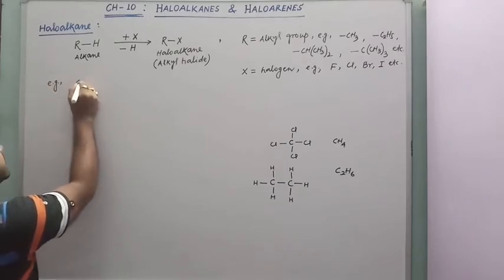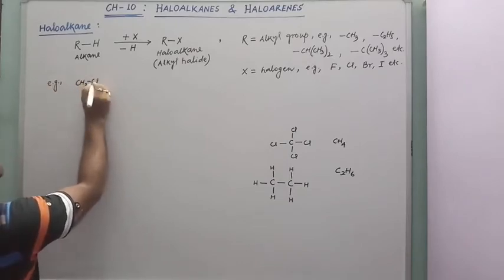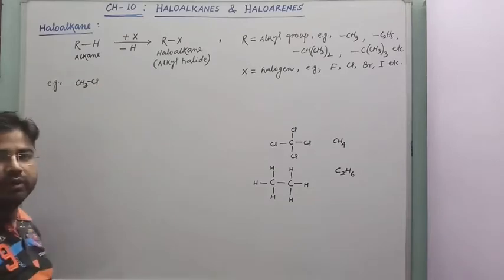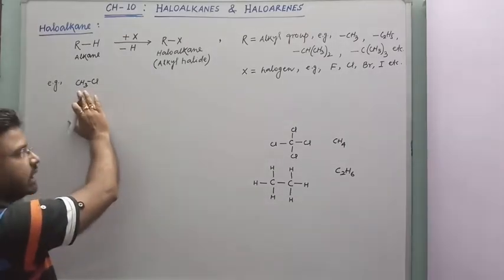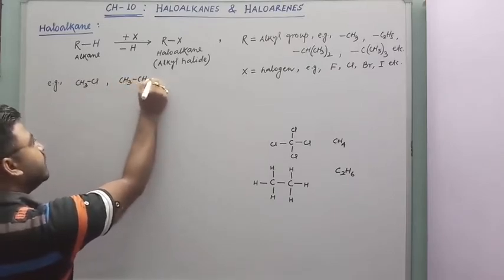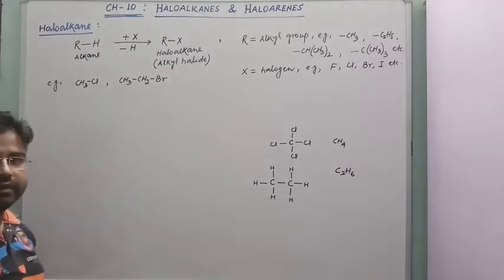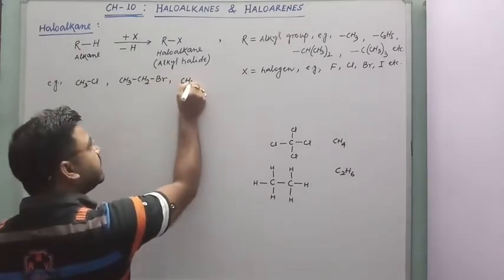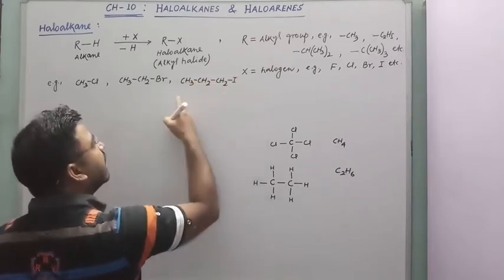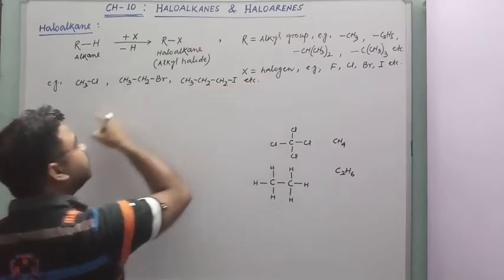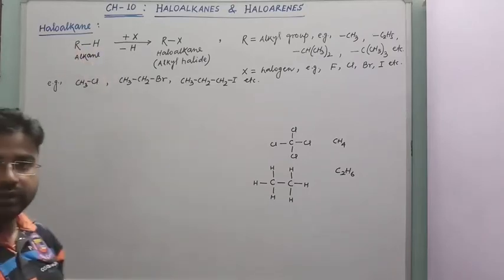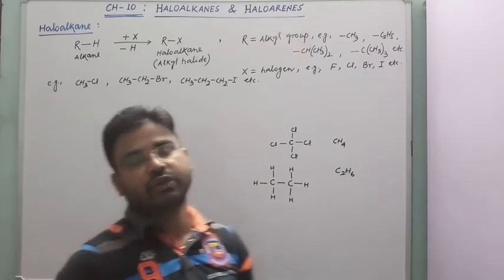For example, say CH3Cl. So CH3 and Cl, from CH4, methane, the alkane. One hydrogen is replaced by one chlorine. So this is chloromethane, a haloalkane. Similarly, CH3CH2Br, bromoethane. Say CH3CH2CH2I, iodopropane, etc. All of these are haloalkanes. So that covers haloalkane.